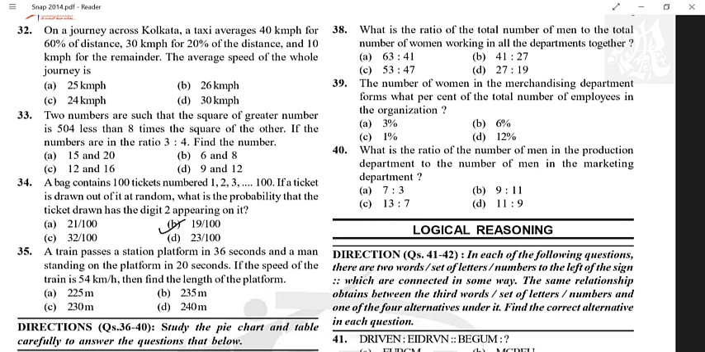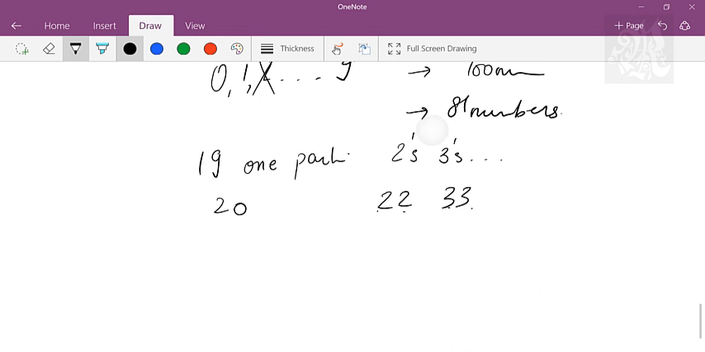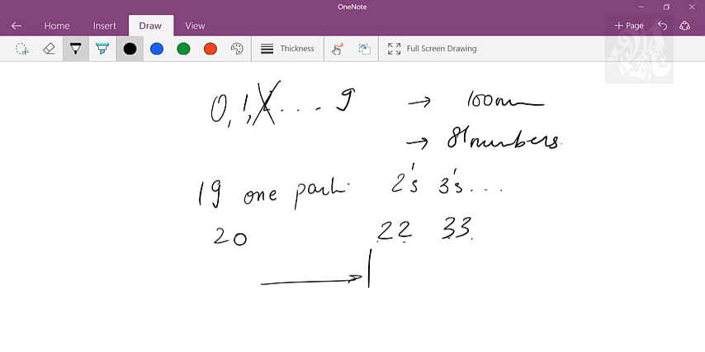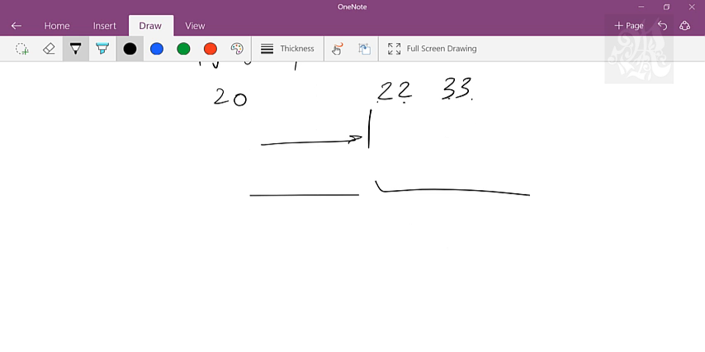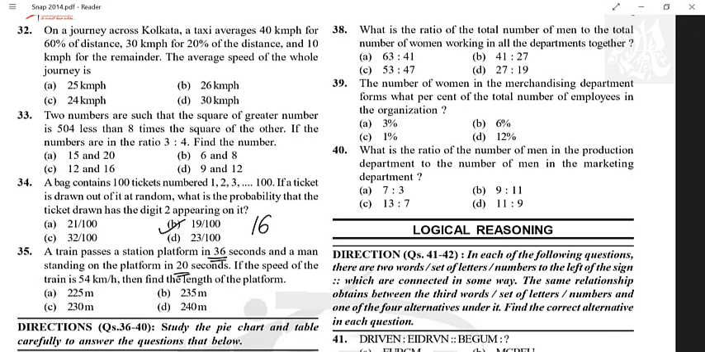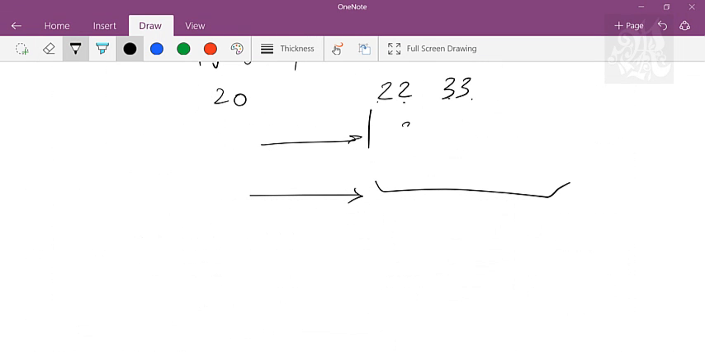Let's look at 35th, the very basic ratio, time speed distance question. A train passes a station in 36 seconds, a man in 20 seconds. So basically, platform is 36 and man is 20, which means, because see, when it crosses a man, it crosses itself. When it crosses a platform, it crosses itself and the platform, which means for itself, it took 20 seconds. For itself and the platform, it takes 36.